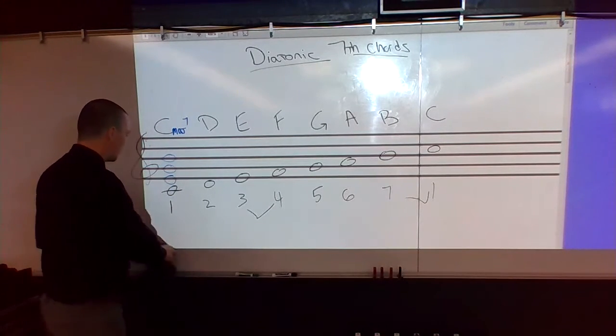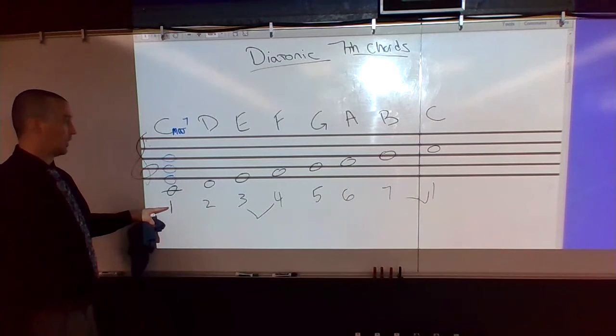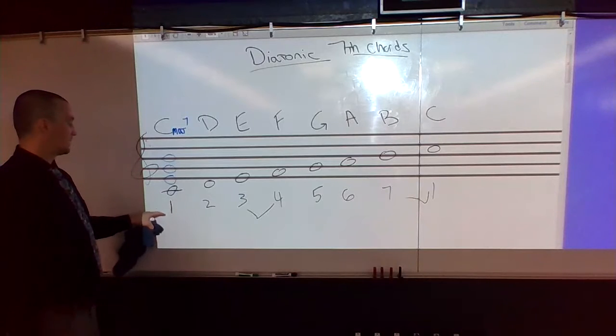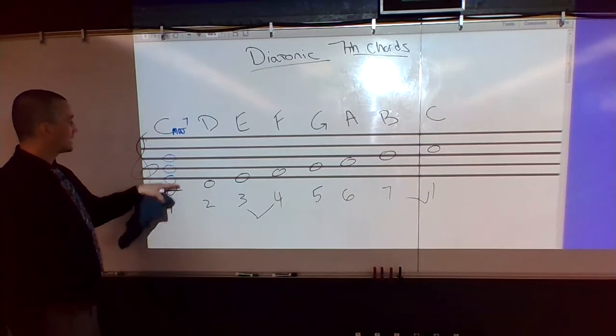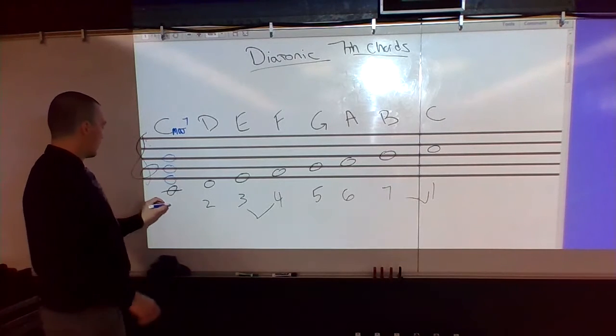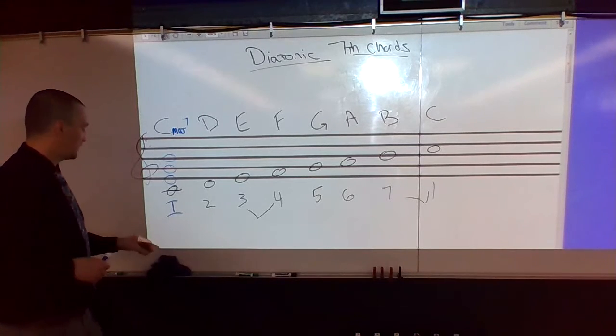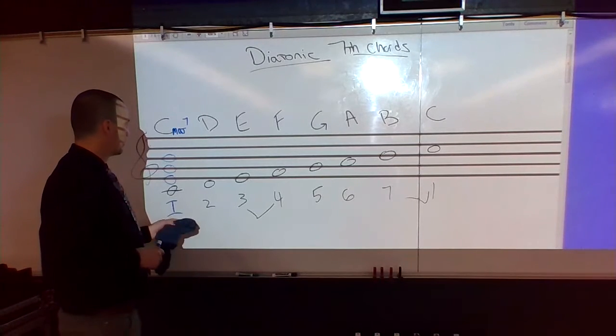Now here's something that's really important. This number, as I said in the triad video, this style of number, this Arabic numeral, represents a single note. This is not a single note. This is a chord. Chords in music are represented by Roman numerals. So I need to change that to an uppercase Roman numeral 1.